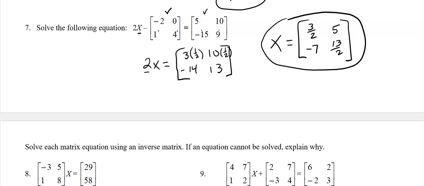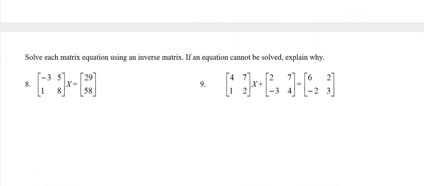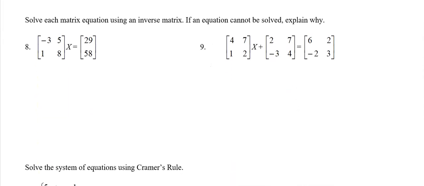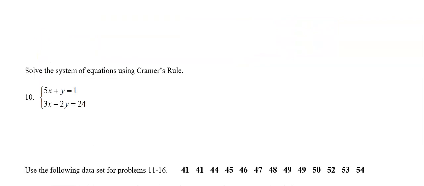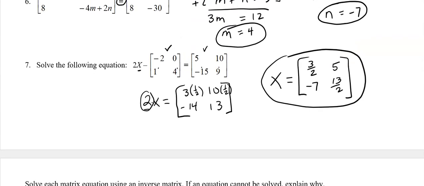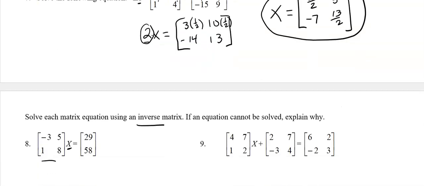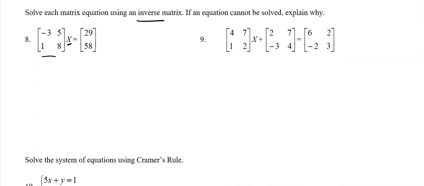So when you're undoing multiplication by a number, no big deal. You just multiply by the reciprocal of that number. In this case, that was 1/2. But when we get to numbers 8 and 9, we're not multiplying a matrix by a number. We're multiplying a matrix times another matrix. So this is where you're going to need to know how to find the inverse. All right, knowing what the inverse of 2 is, no big deal. You just flip over 2 and you make it 1/2. But knowing what the inverse of a matrix is, that's a little bigger deal. And we've learned how to do that.